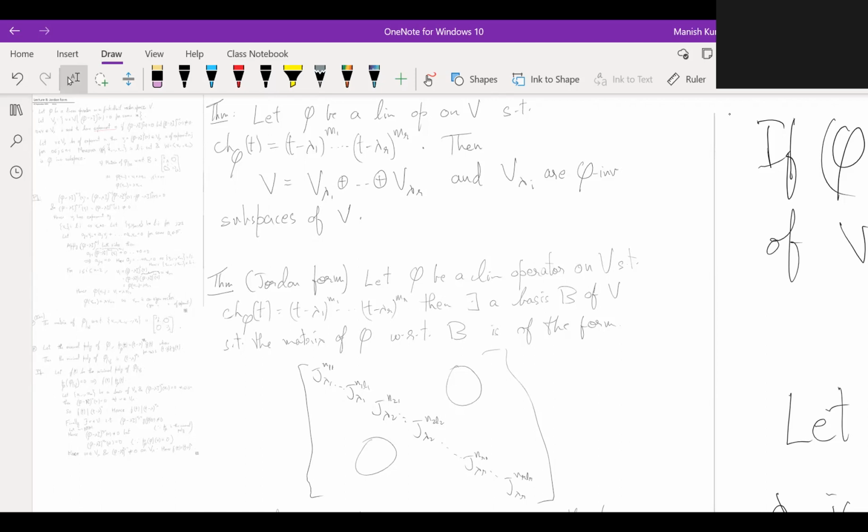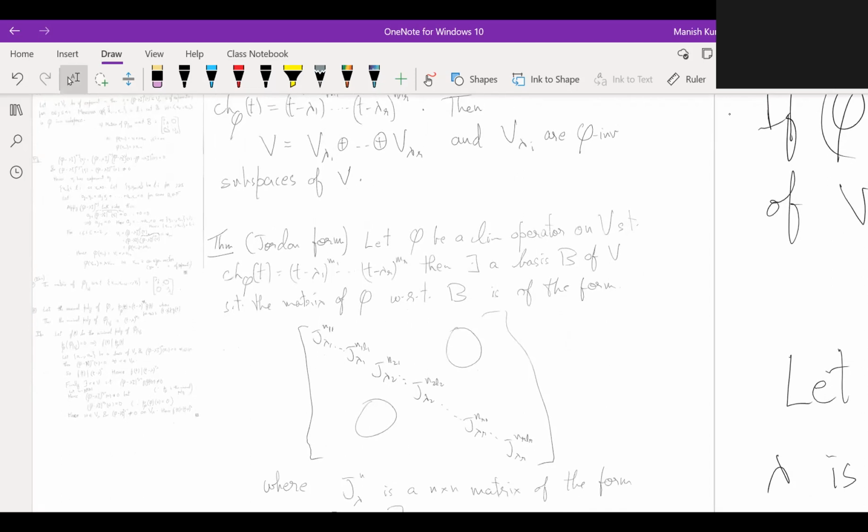So now we'll prove the Jordan form theorem. Let phi be a linear operator on V with the property that its characteristic polynomial is a product of linear factors like this. Then there exists a basis B of V such that the matrix of phi is of this form. So it's block diagonal where the entries are J lambda 1 n11, up to J lambda 1 n1 l1. So it's double index.